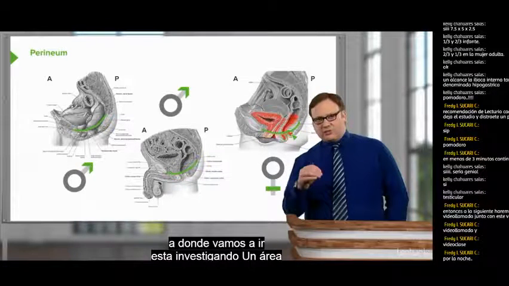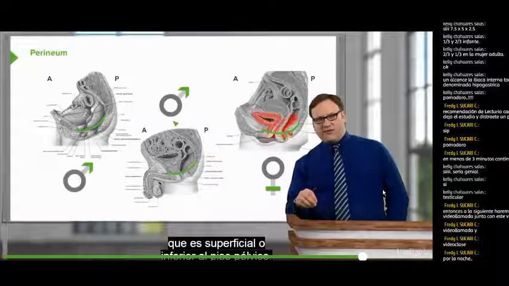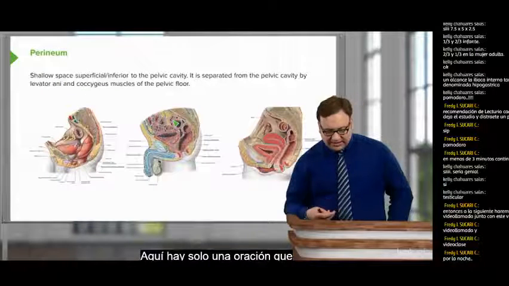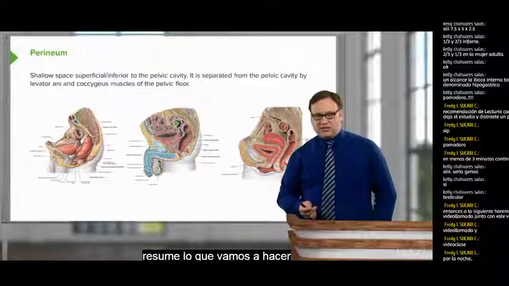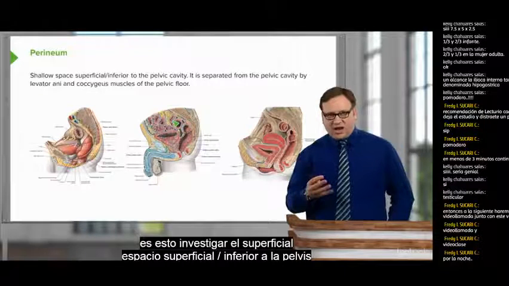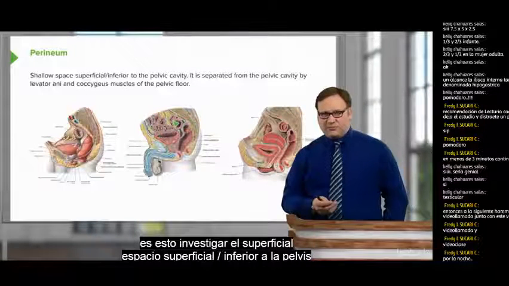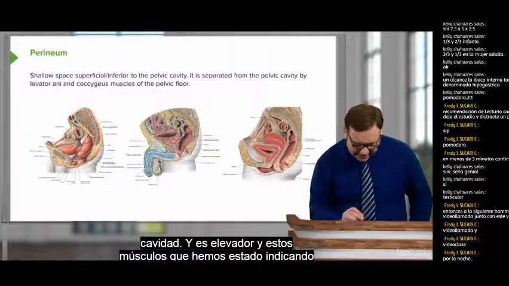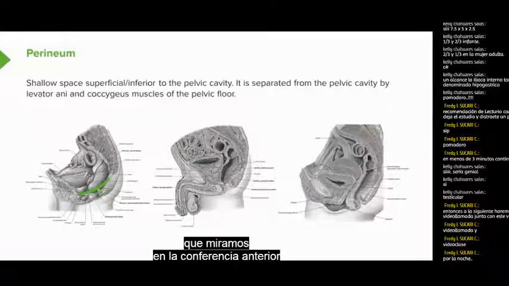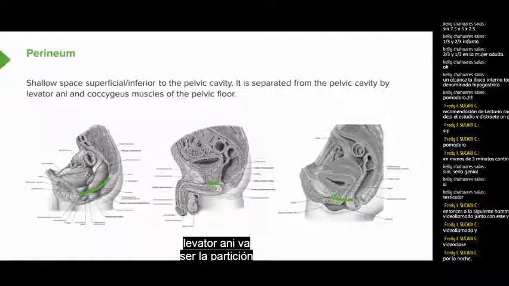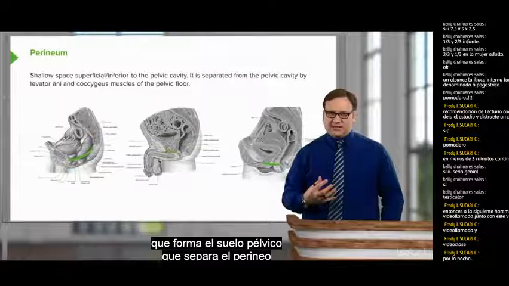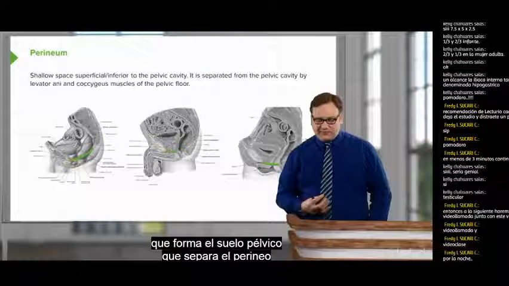An area which is superficial or inferior to the pelvic floor. Here is just a sentence which summarizes what we're going to do. It's this: investigate this shallow space, superficial, inferior to the pelvic cavity. And it's levator ani, these muscles that we've been indicating, which we looked at in the previous lecture. Levator ani is going to be the partition that forms the pelvic floor that separates the perineum from the pelvic cavity.